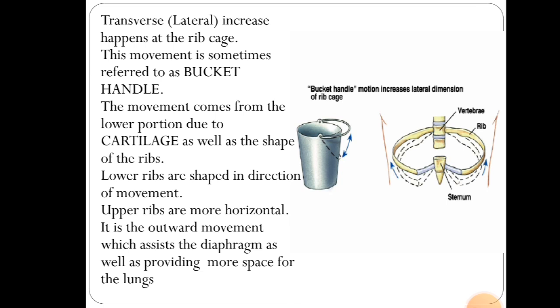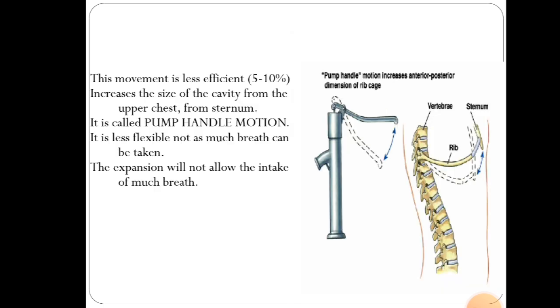So in this, a bucket handle movement is shown, and the movement usually comes from the lower portion due to cartilage as well as the shape of the ribs; the lower ribs are shaped in the direction of movement, while the upper are horizontal. And in this, pump handle motion is shown, which is less flexible, and it also increases the size of the cavity from the upper chest, that is from the sternum.